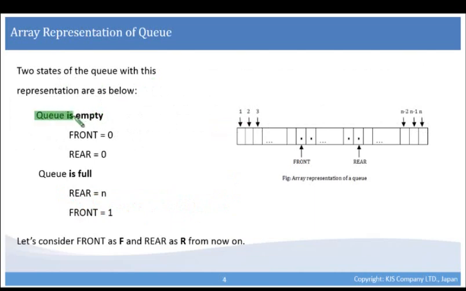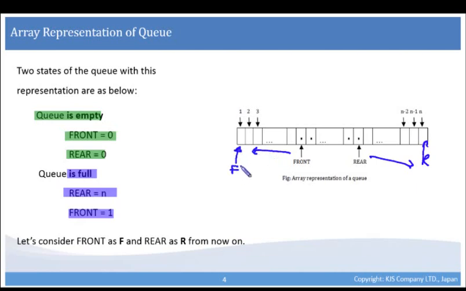So the first is when the queue is empty, and the front pointer is equal to 0, and the rear pointer is equal to 0, i.e. we're not indexing anywhere on this array because we have no data in it. Let's now move on to when the queue is full, and what we have is our rear pointer is going to equal n. So this rear pointer will basically move along until r is pointing at n. The second part of this condition is that the front pointer is equal to 1. So this front pointer will be moving along until we have a pointer that points to the front of the queue. So let us now consider front as f and rear as r from now on.